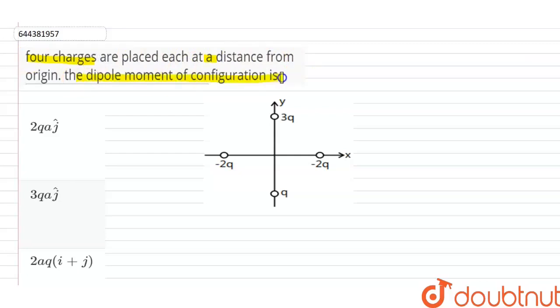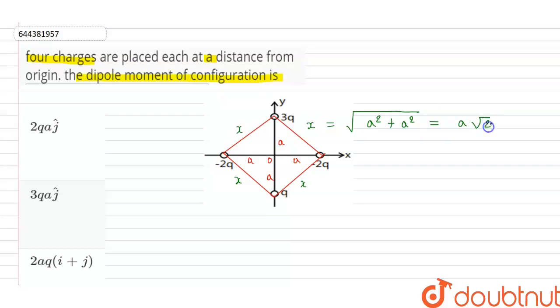4 charges are placed each at a distance a from origin. The dipole moment of the configuration, with all 4 charges each at distance a from origin, is asked. It means the distance between two charges, taking x, is equal to under root a square plus a square, which is equal to a into under root 2.